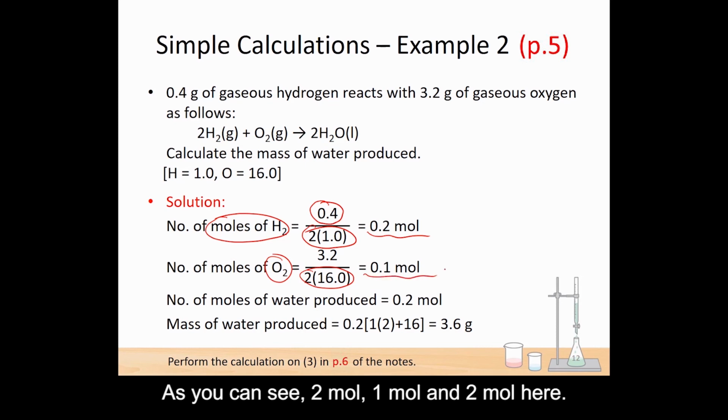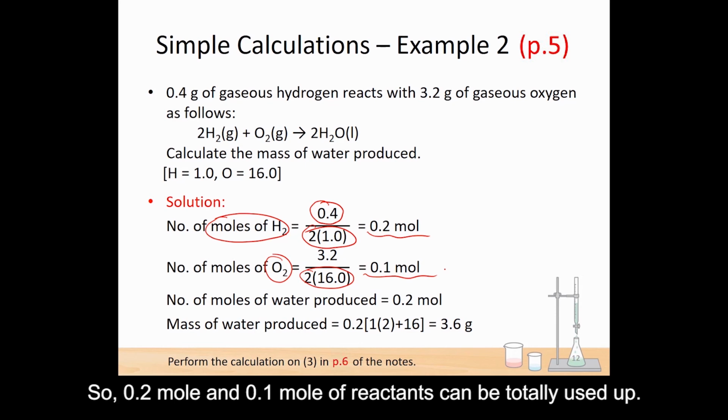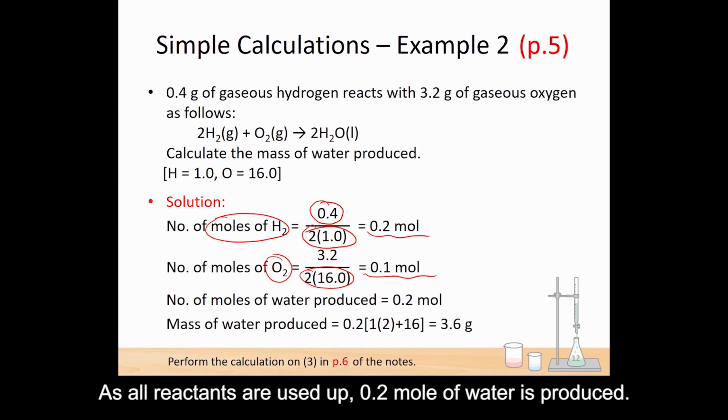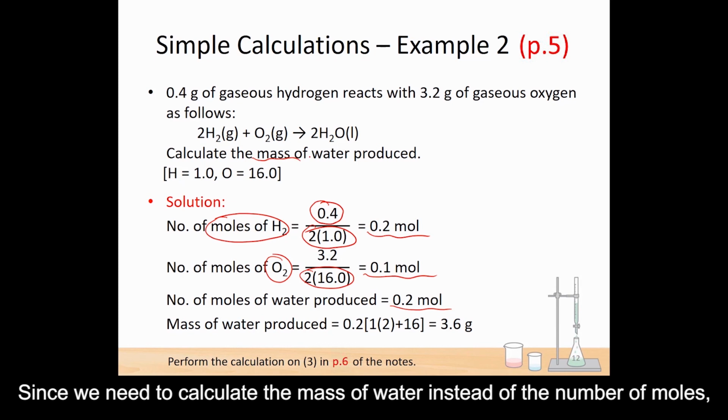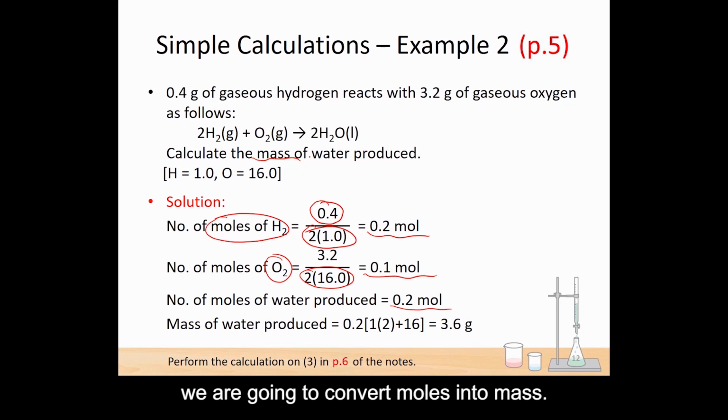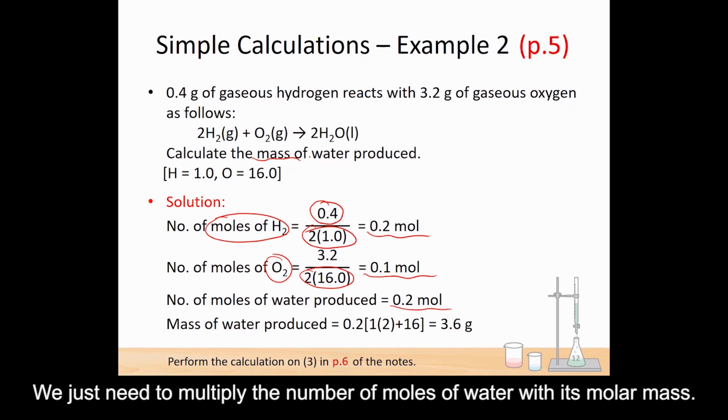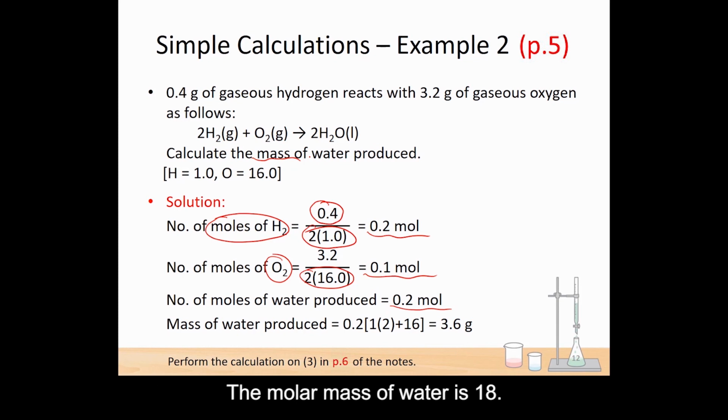As you can see, 2 mole, 1 mole, and 2 mole here. So, 0.2 mole and 0.1 mole of reactants can be totally used up. As all reactants are used up, 0.2 moles of water is produced. Since we need to calculate the mass of water instead of number of moles, we're going to convert moles into mass. We just need to multiply the number of moles of water with its molar mass. The molar mass of water is 18. The final answer is 3.6 grams.